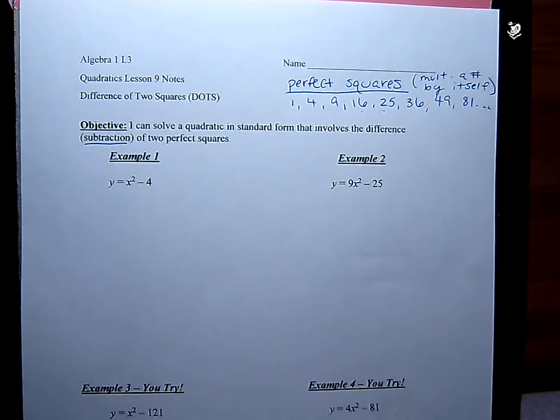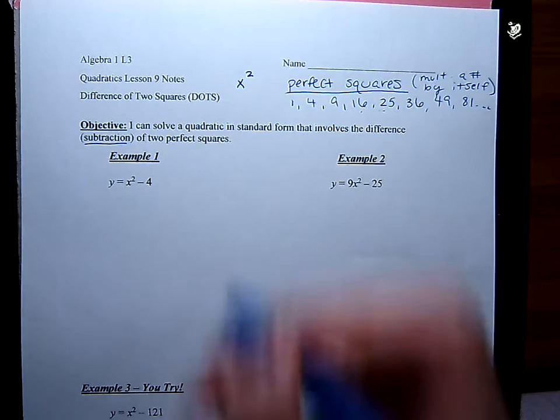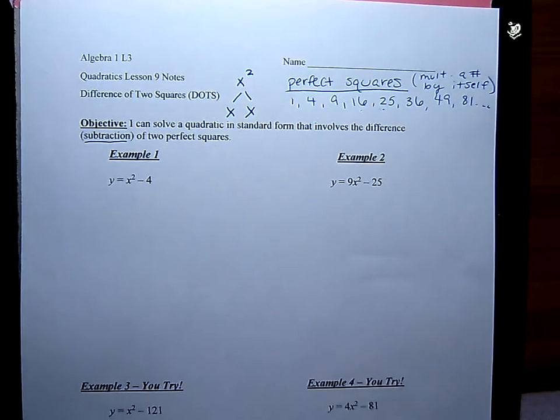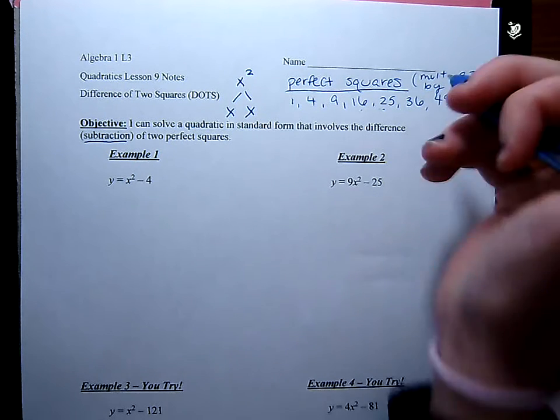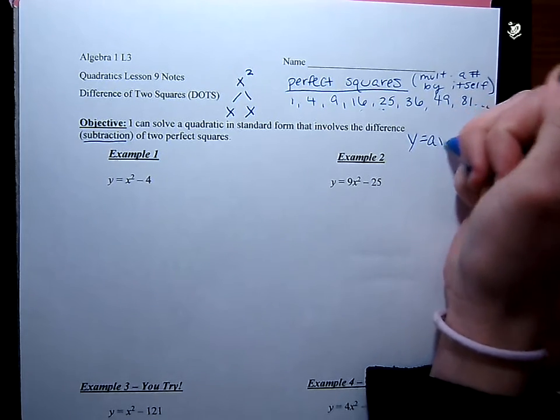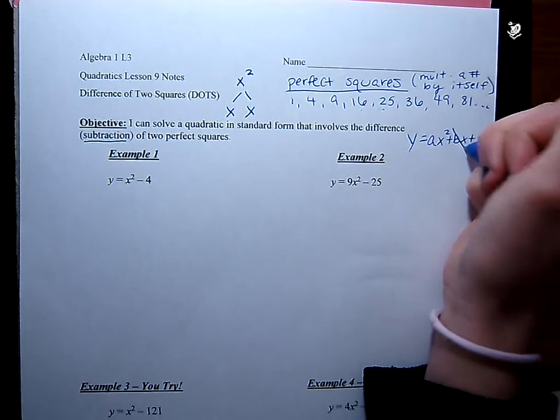We could also have x squared is technically a perfect square because it could be broken off into x times x. We're multiplying x by itself. So we're going to actually see that when we have two perfect squares and they're being subtracted from each other, we can use this method called DOTS. So what form are we in? We are in standard form. However, there's going to be no bx term.